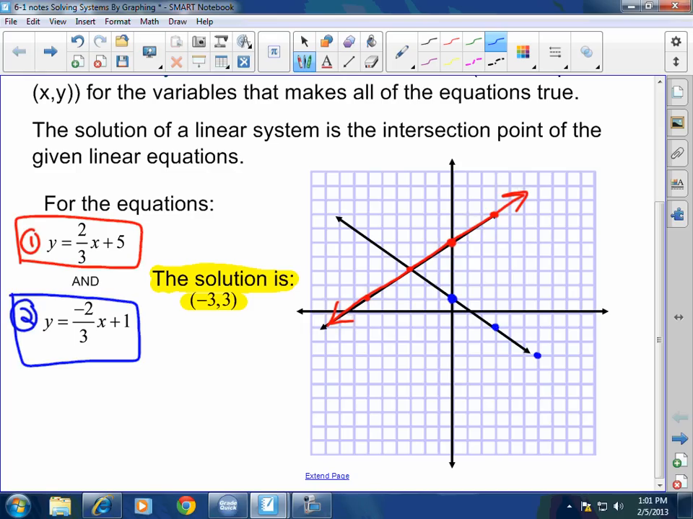But if I keep going to the right, I will never intersect with this red line. So I got to go backwards. Up 2 over 3 going backwards. Up 2 over 3 going backwards. So this one will be right there. Actually, that looks ugly. It should be right there. And where do they intersect? They intersect at this green point, which is negative 3, comma 3. That is the solution. Yes, sir.